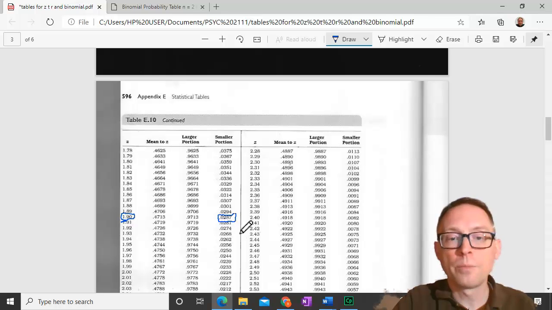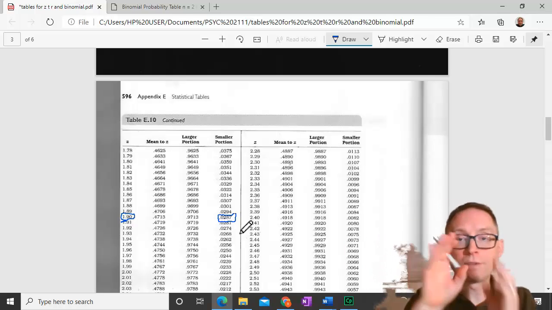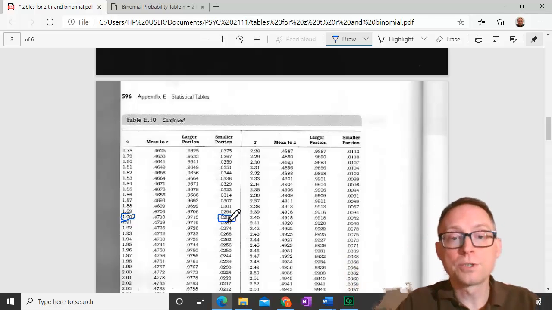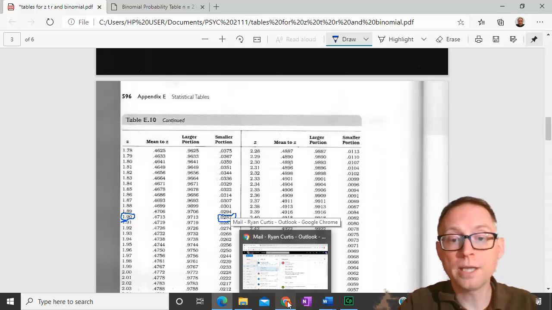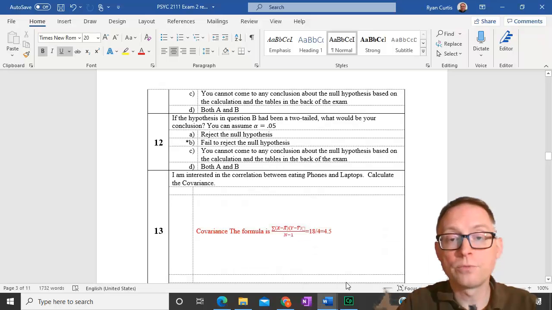But on a two-tailed test, we need to split alpha in half. That means our standard is no longer 0.05. We need 0.05 split in 2, which is 0.025. This is greater than 0.025, so we fail to reject the null because 0.0287 is greater than 0.025. 0.025 is when you split this alpha of 0.05 into two tails. We would fail to reject the null hypothesis if that was the case.